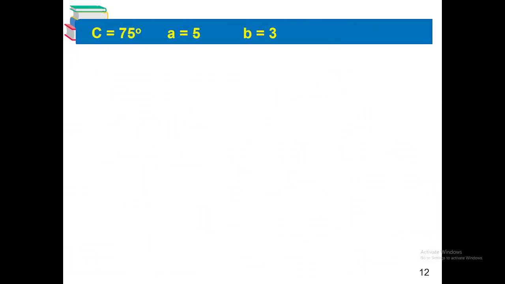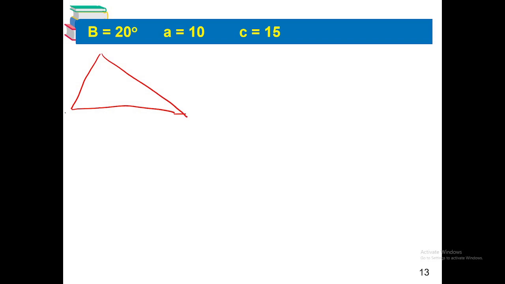Okay, let's have another example. This one. First, let's illustrate. We have A, B, and C. Angle B is 20 degrees, side A opposite angle A is 10, and side C opposite angle C is 15. Take note that small letter a is opposite capital letter A, so this is side B.